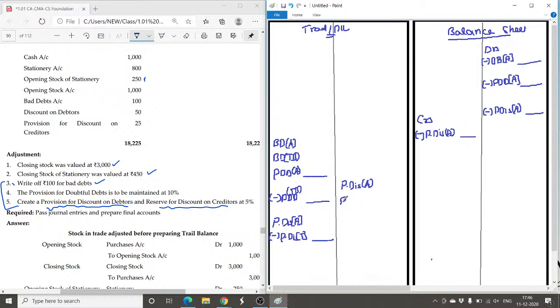And if we already have it in the trial balance, that should be subtracted. So the balance will appear here. That's all. This is the inverse of the provision for discount on debtors. Similar to the provision for discount on debtors, bad debt, provision for doubtful debts, as well as provision for discount on debtors, both are the same. The treatments are the same.